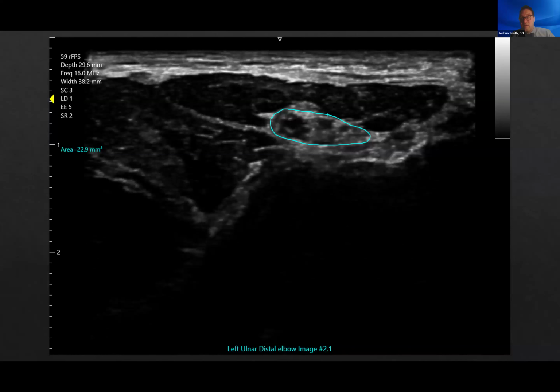So already what you've done for this patient is you not only electrically localized it's at the elbow, but then with your ultrasound, you can say this is true cubital tunnel syndrome.